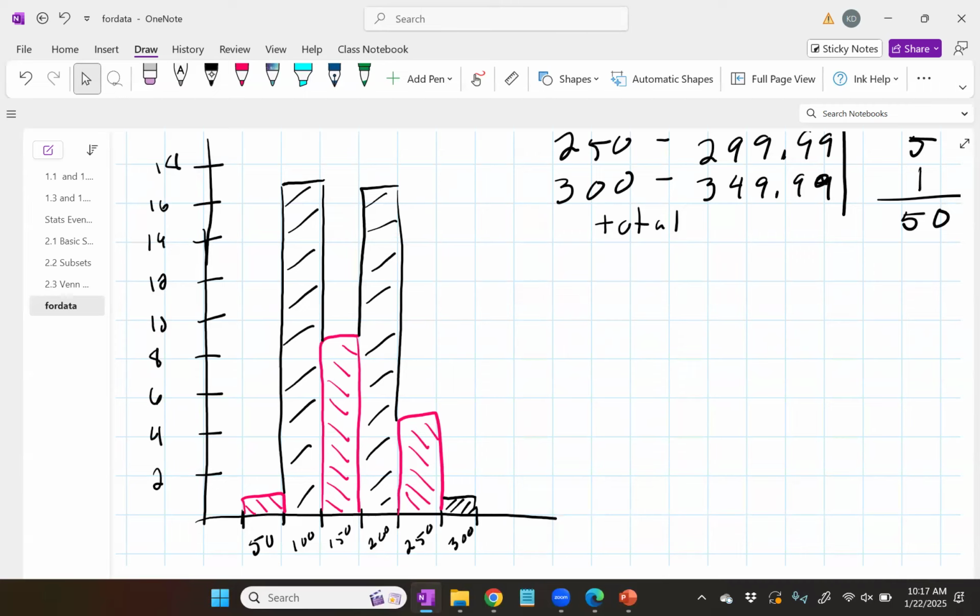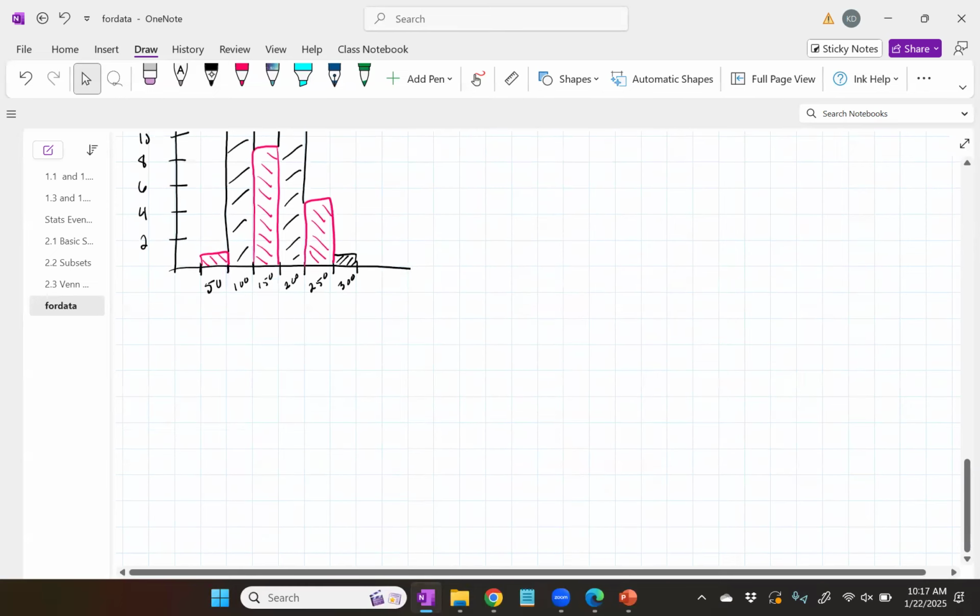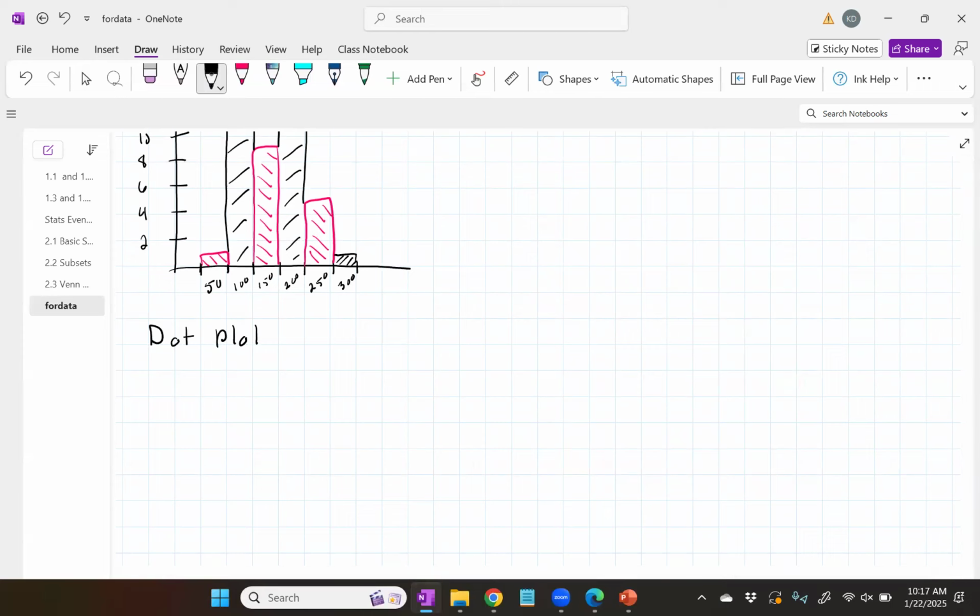The last part of 2.2, even though we'll deal with more graphs in a bit, is a dot plot. That sounds funny. Dot plot. It is the exact same thing as a histogram, but we use dots instead of bars. So I'll draw a couple. I'm gonna take the 50 category and the 250 category. 2, 4, 6, 8.